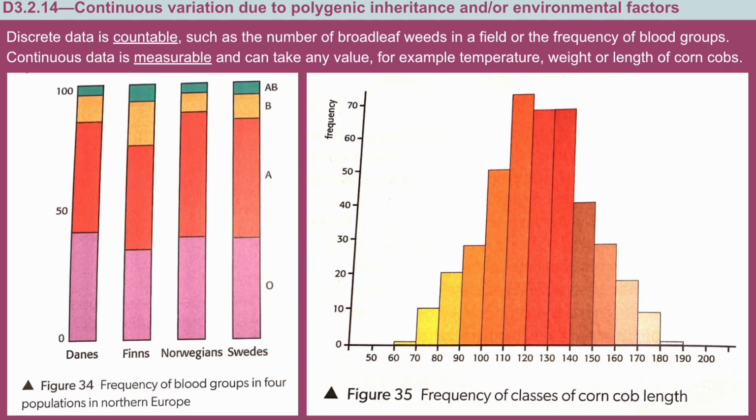Okay, this discrete data is countable. This is an example here of some discrete countable data versus this is an example of continuous data, corn cob length, and you can see here this normal distribution.